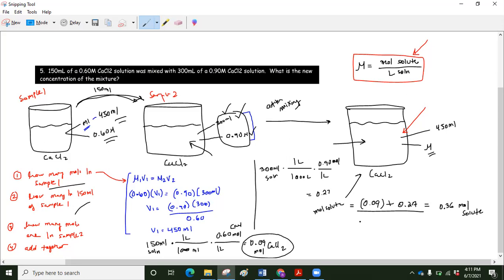So we take the amount of moles that we have and divide by the amount of liters that we have in the final solution, which is 450 milliliters, so 450 multiplied by 10 to the power minus 3. If we do this, we'll have 0.36 divided by 450 times 10 to the negative 3rd power, and we would get 0.8, which is our final molarity.